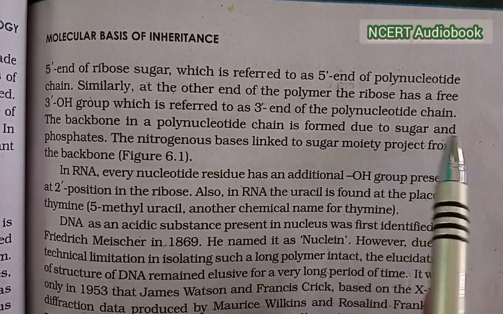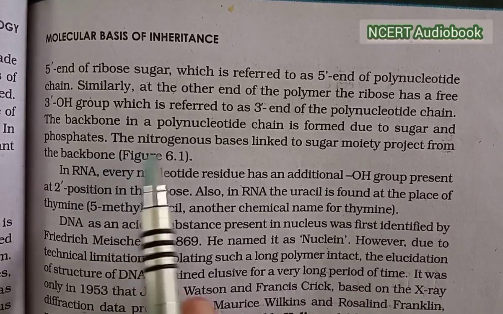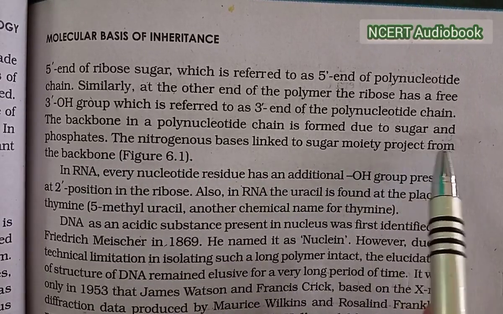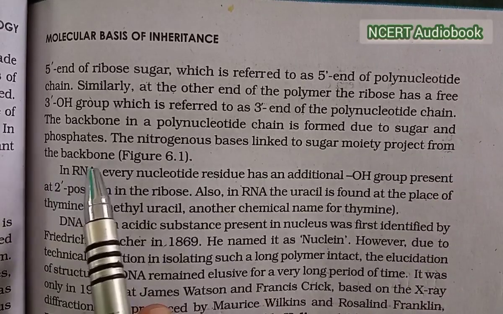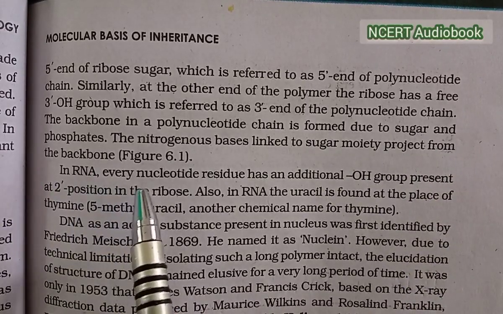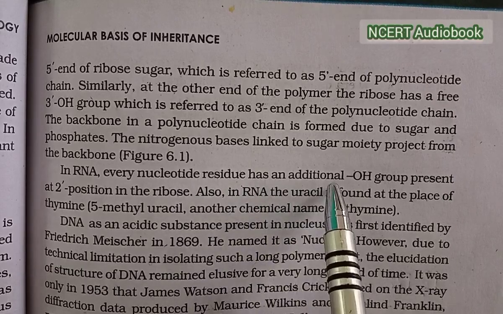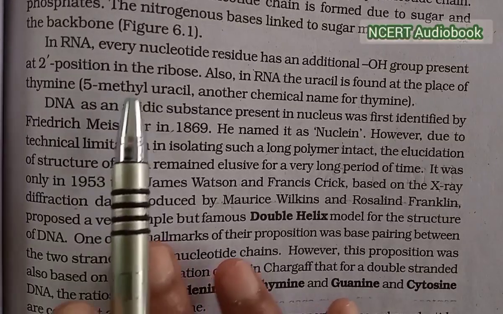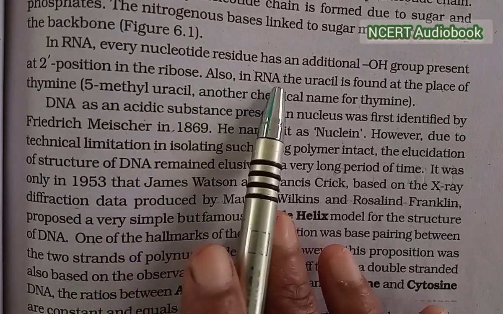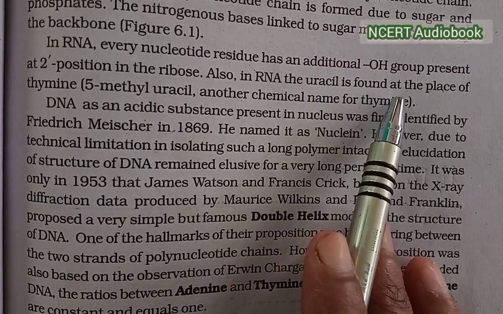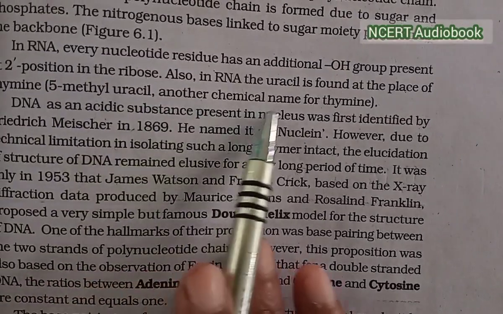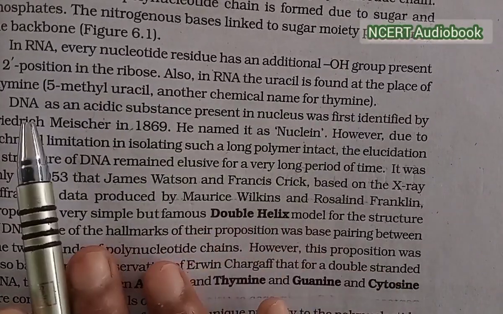The backbone is formed due to the sugar and phosphate. The nitrogenous bases linked to the sugar moiety project from the backbone. In RNA, every nucleotide residue has an additional OH group present at the 2' position in the ribose. Also in RNA, uracil is found at the place of thymine. 5-methyl uracil is another chemical name for thymine.